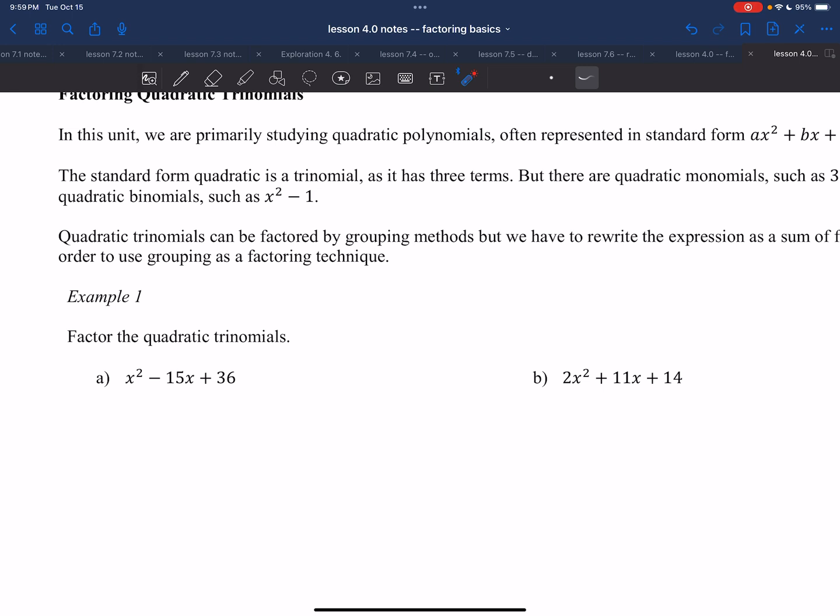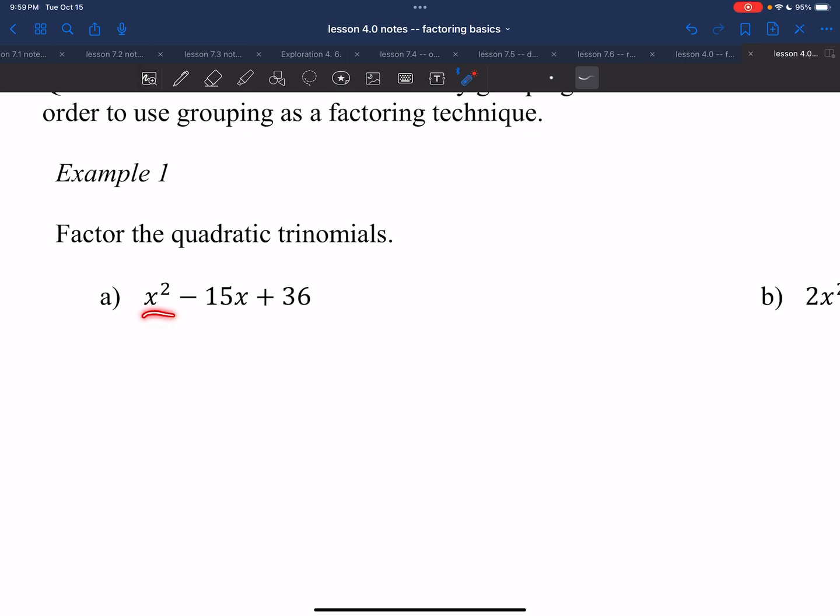Now, the tricky thing about quadratic trinomials is the way you're able to factor these is using grouping, but you need stuff to group is the problem. So, if you say, oh, it's x squared minus 15x plus 36, well, are you going to group these two and then group this fella alone?